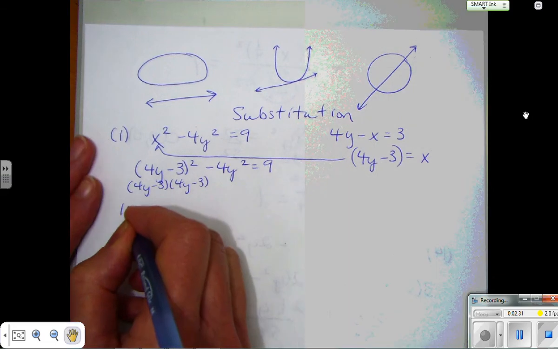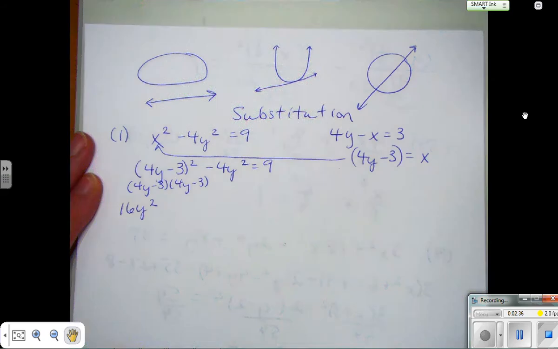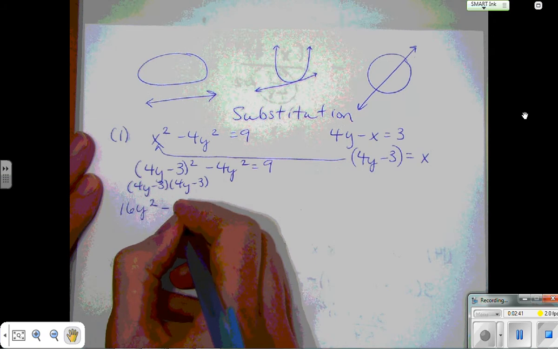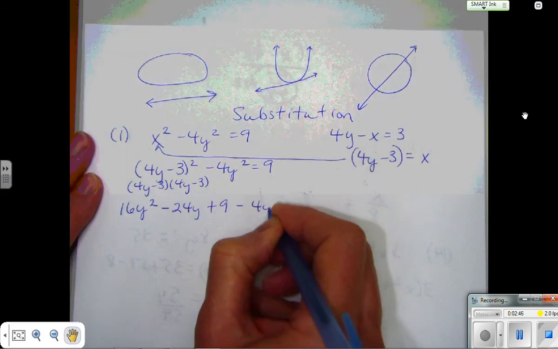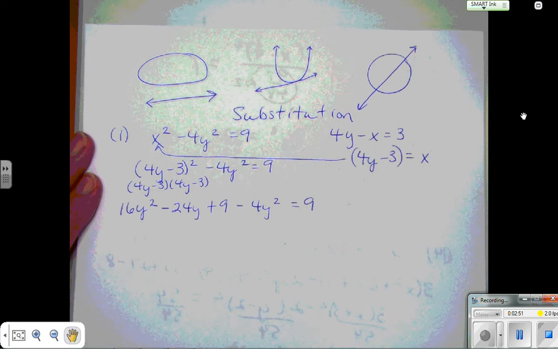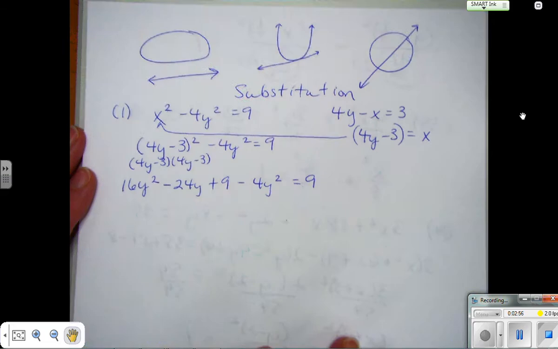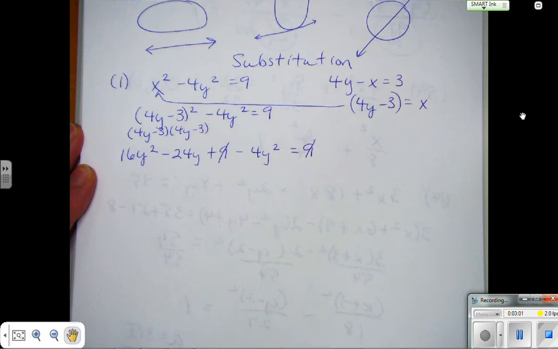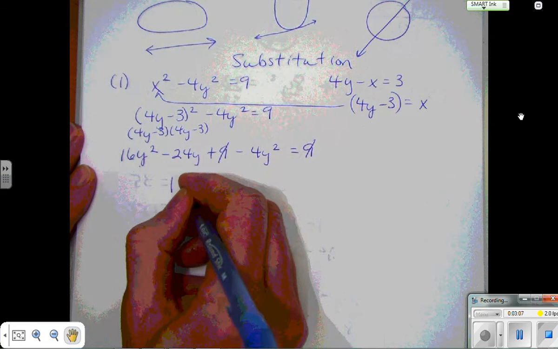So I'm going to get 16y squared, and when I add my middle terms together, it's going to wind up being negative 24y plus 9 minus 4y squared equals 9. Okay, so I have a quadratic, so that means I want to set it equal to 0. So I'm going to subtract the 9 over, and when I do that, it's just going to add to be 0. So those add out. 16y squared minus 4y squared, that's going to be 12y squared.